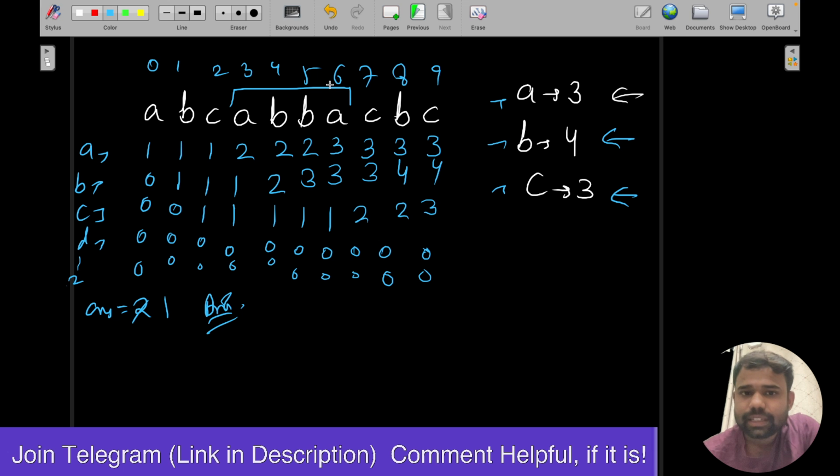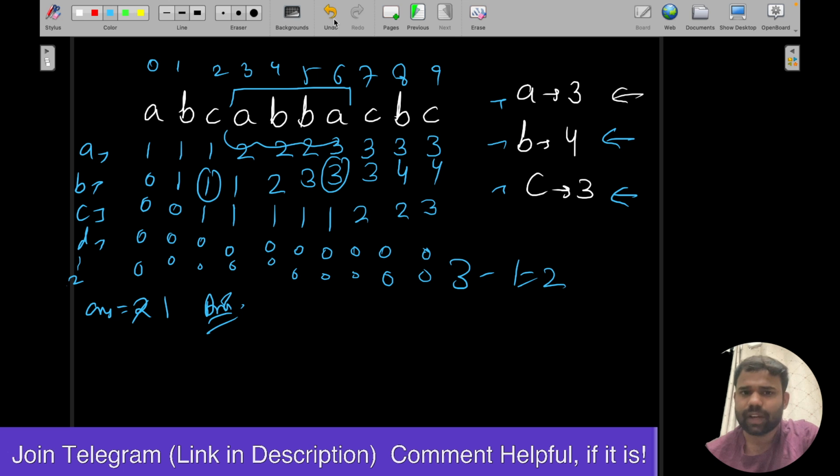If you have to find, simply take C's at 6, which is 1, subtract C's at 2, which is 1. So 1 minus 1 will be 0, because there is no C in this window. Let's say if you want to find the number of B's. We take the number of B at 6, which is 3, minus the number of B at 1 before it, which is 1. So it will be 2. Means in this range there are 2 B's, right?